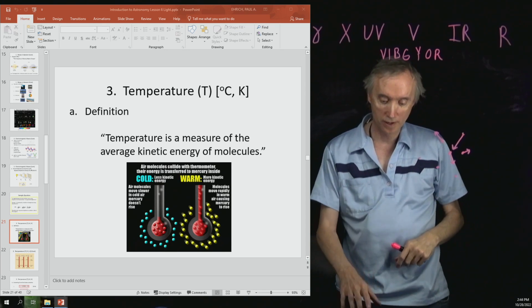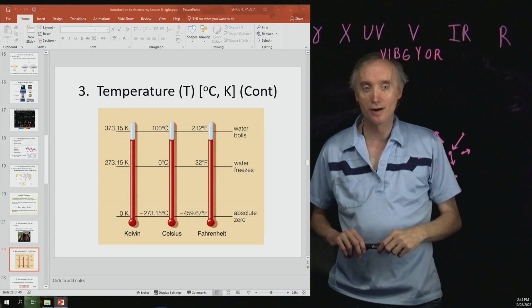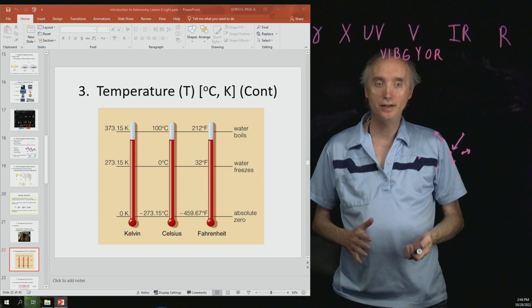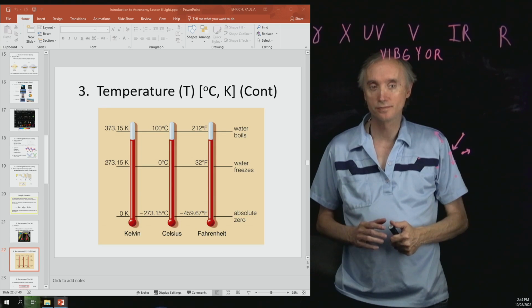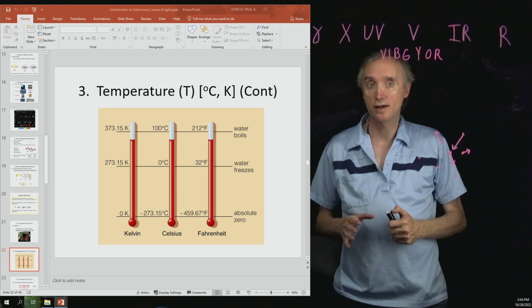Well, all right. The important thing is here's 3 thermometers. There are 3 temperature scales. Now the oldest of the 3 is the Fahrenheit scale.